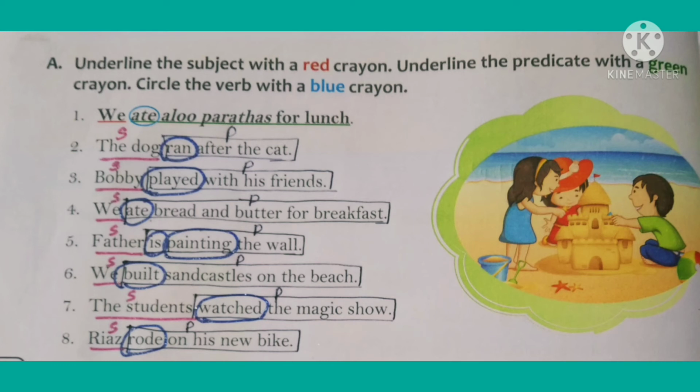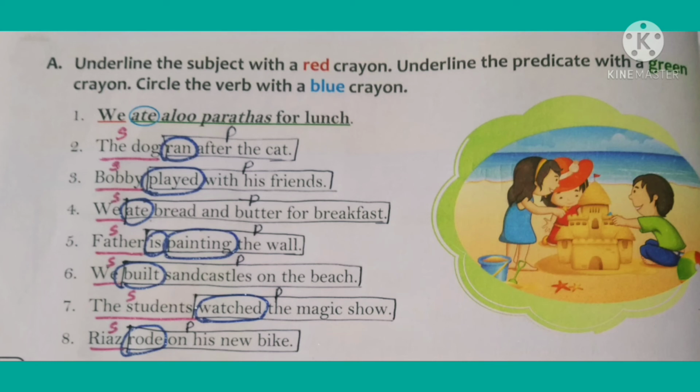Sixth one, we build sandcastles on the beach. Who builds sandcastles on the beach? We. And which is the main verb? Build. And build sandcastles on the beach is predicate. Seventh one, the students watch the magic show. Who watched the magic show? The students. And the action word is watched. Watch the magic show, that is predicate.